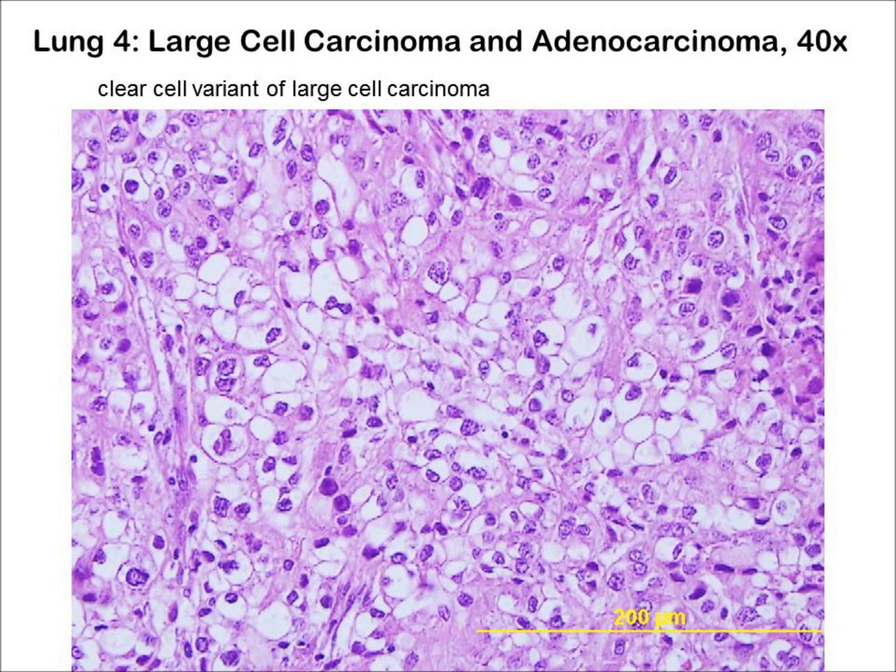Now examine the tumor at higher magnification and observe that most of the tumor mass is composed of large vacuolated cells and other regions of frank necrosis, that is, dead cells and debris. The large vacuolated cells are characteristic of the clear cell variant type of large cell carcinoma.